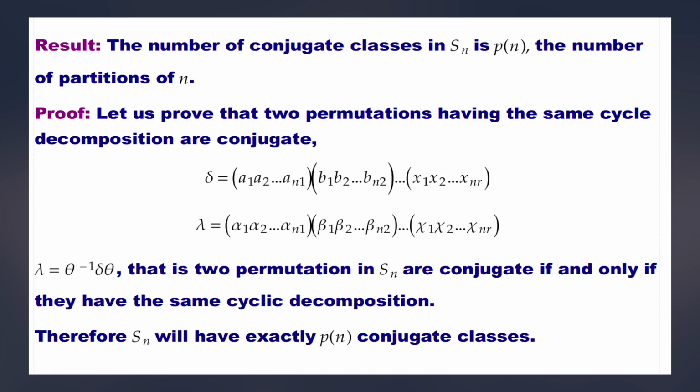The next one, lambda, is equal to the cycle alpha 1, alpha 2 and so on, the cycle beta 1, beta 2 and so on, and the cycle psi 1, psi 2 and so on. Lambda is equal to theta inverse delta theta. That is, two permutations in Sn are conjugate if and only if they have the same cyclic decomposition. Therefore, Sn will have exactly p of n conjugacy classes.